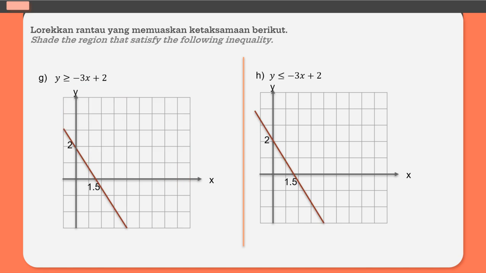Alright, how about G? G is the same thing, because you have the negative gradient, and then you have the solid line because you have the equal sign here. So you are looking for greater or equals to, that means above the line. So here is the shaded region. And lastly, you are looking for less or equals to, that means you are looking for the region below the line. So here is the shaded region.